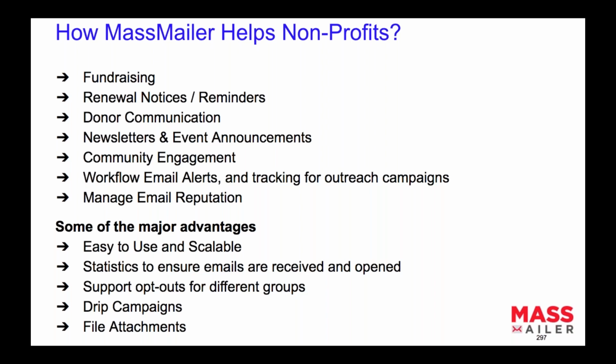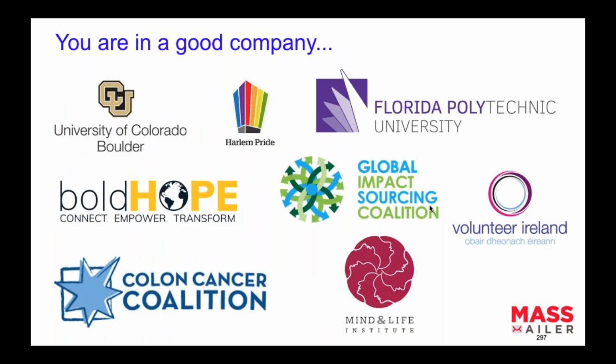That's a key thing. And other advantages, it's very easy because it's a native tool. So there's not much learning that you have to do. Scalable, it could be one person or 1,000 people using the app. That's not a problem. We also have detailed statistics that you can track, and also the email events. We do support opt-outs with the email preferences. We've got the drip campaign, the file attachment feature as well. So these are some of the features that I think a nonprofit would like to have. These are some of the nonprofit and education customers that we have on the short list.